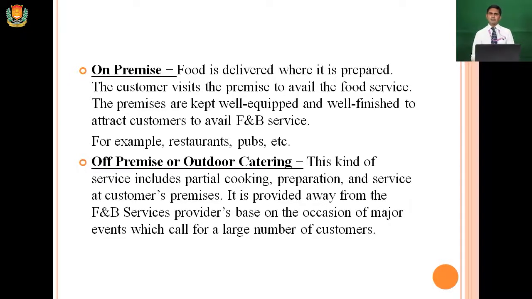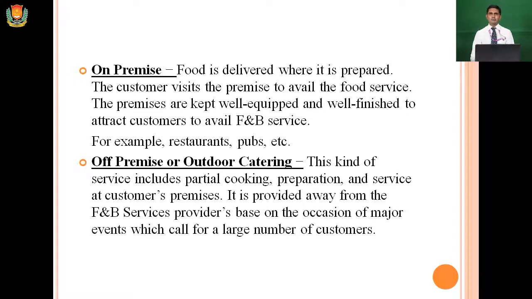So what is on premises and what is off premises? I am going to tell you. On premises, food is delivered where it is prepared. Suppose the food is prepared in our hotel kitchen and we are delivering it in our restaurant. So this is on premises. Restaurants come under on premises. Hotels also come under on premises. The customer visits the premises to avail the food service. The customer comes to our hotel, places the order, the food is made inside the hotel, and we deliver it to our guest. The premises are kept well equipped and well finished to attract guests to avail F&B service.